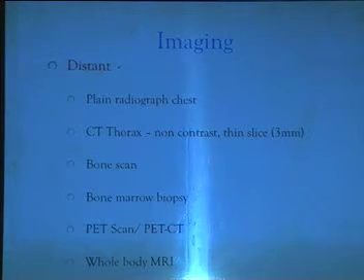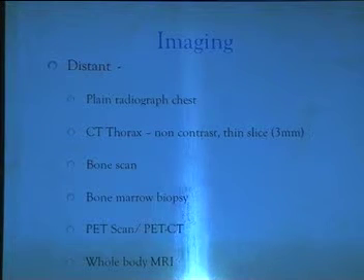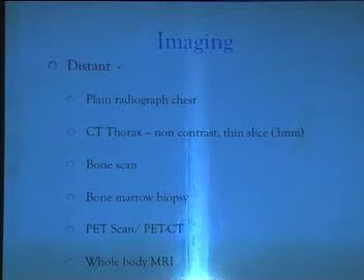Now, imaging for the distant spread is a bit more complex. It has a number of variations and options available. We can start off with a simple plain radiograph of the chest, which used to be done earlier, and then we went on to have CT scans of the chest for pulmonary metastasis.